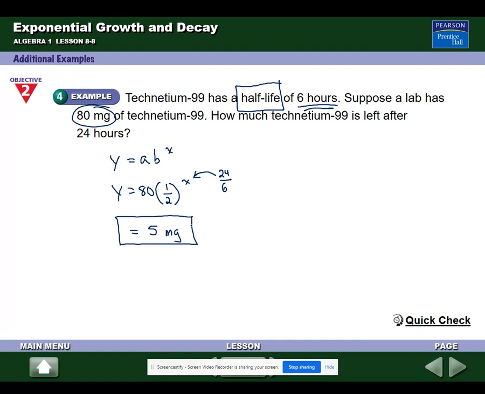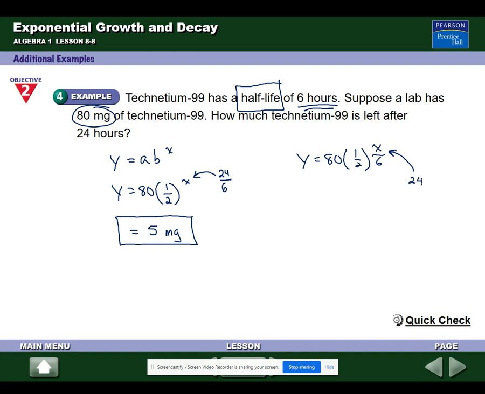Now there are 2 ways to do this. Another way would be to go like this: y equals 80 times 1/2 to the x over 6. In this case, you're accounting for the half-lives. And the benefit to this one, and I'm not trying to steer you one way or the other, is that now you're just plugging in the time. So that's going to be 24.